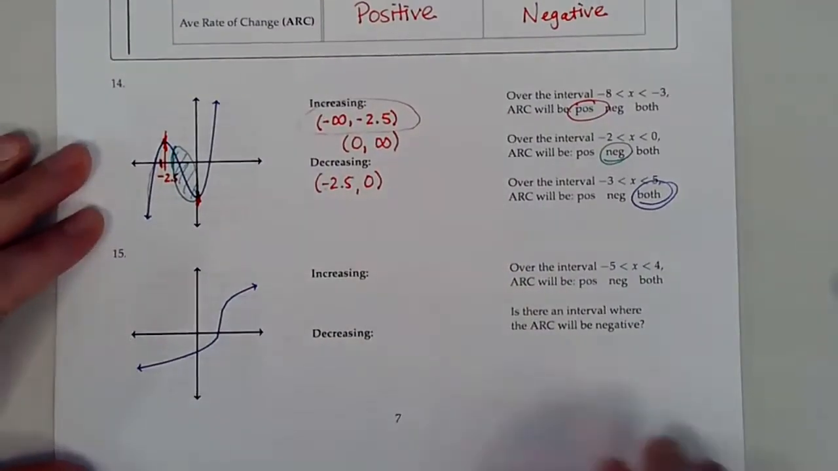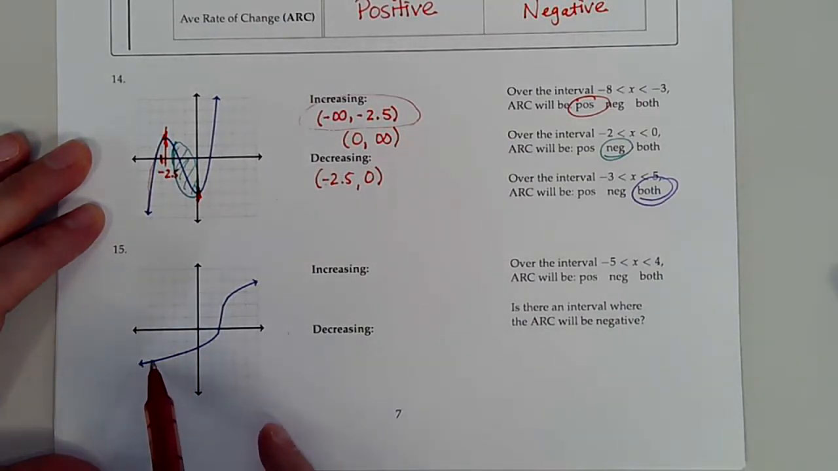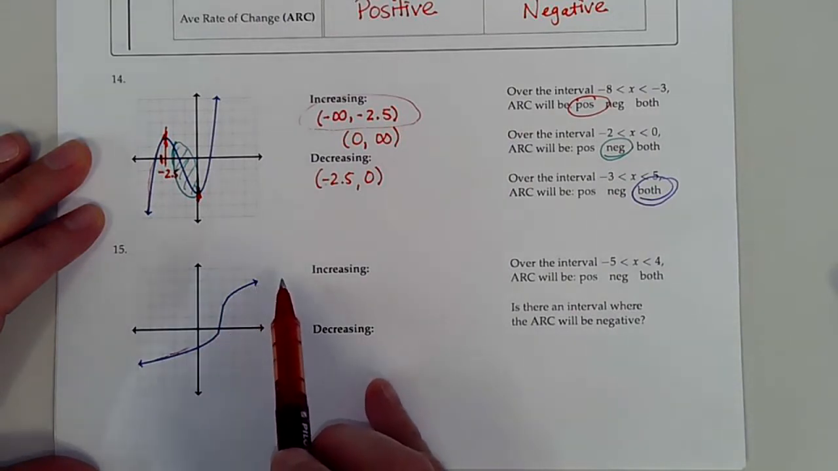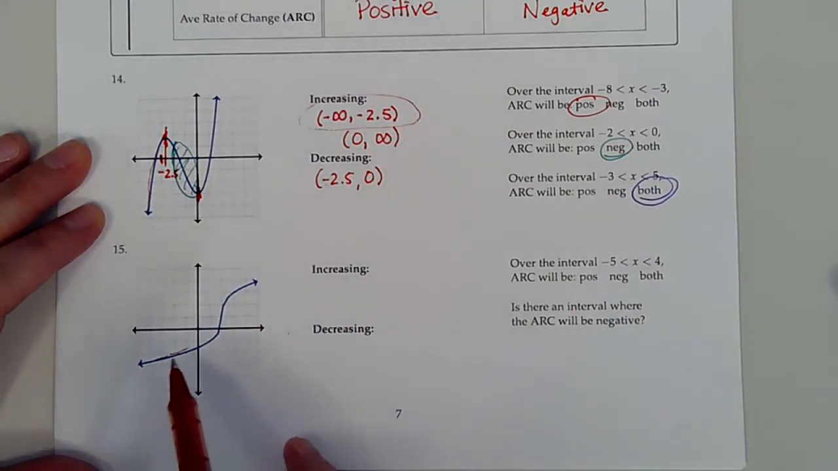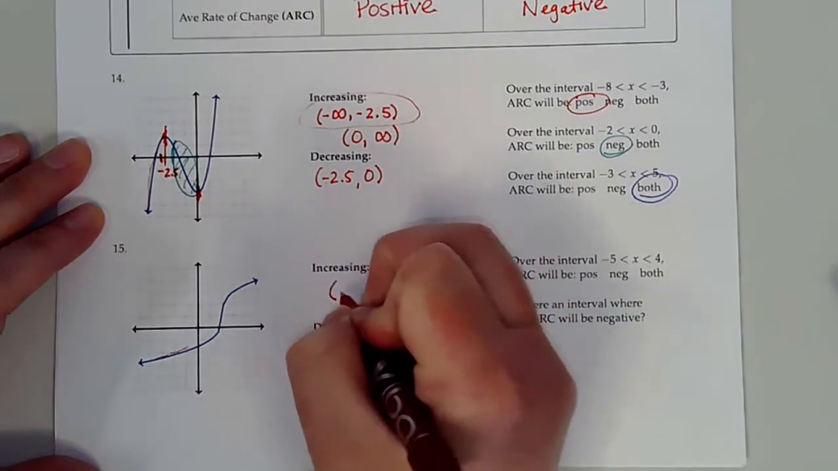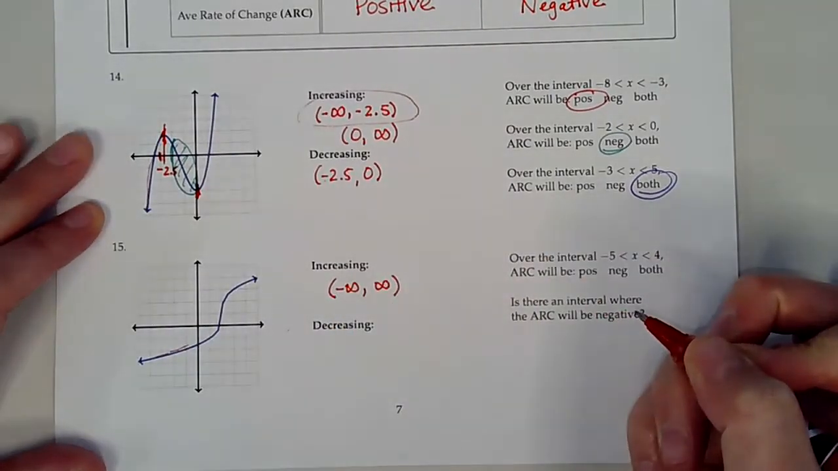As I look at this one, and I'm trying to identify those intervals increasing and decreasing, if I start on the left and go to the right, I see my function is slowly going uphill, then really steeply uphill, and then it slows down again. So it's always moving up. That y value is always increasing. So we would say it's increasing from negative infinity to positive infinity.